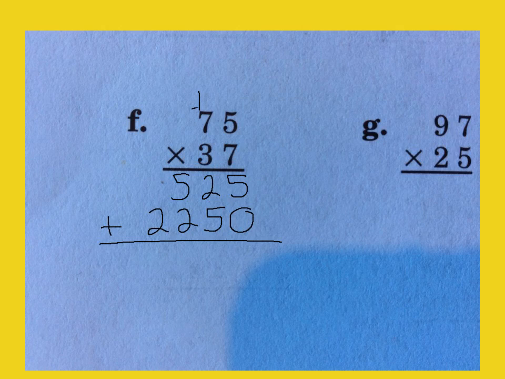We'll do our 5 plus 0. That's 5. 2 plus 5 is 7. 5 plus 2 is 7. And then bring down the 2. We need to put our comma 1, 2, 3 places over. And we get 2,775.